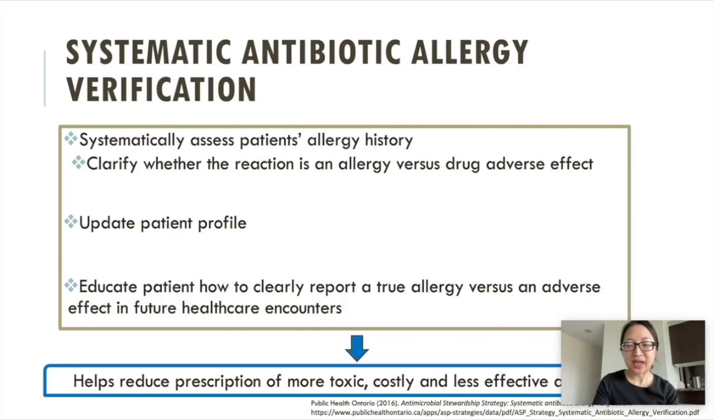Systematically verifying a patient's antibiotic allergy is also best practice and definitely falls within a pharmacist's scope. Accurately identifying and documenting a patient's antibiotic allergy history helps reduce prescription of more toxic, costly, and less effective antibiotics. Allergic reactions to antimicrobials are often overreported by patients, since many reactions are actually adverse effects and not true allergies. Keeping your patient's allergy profile accurate and up to date at all times is extremely helpful for other healthcare members within the patient's circle of care, and this includes hospital pharmacists when the patients are admitted into the hospital.